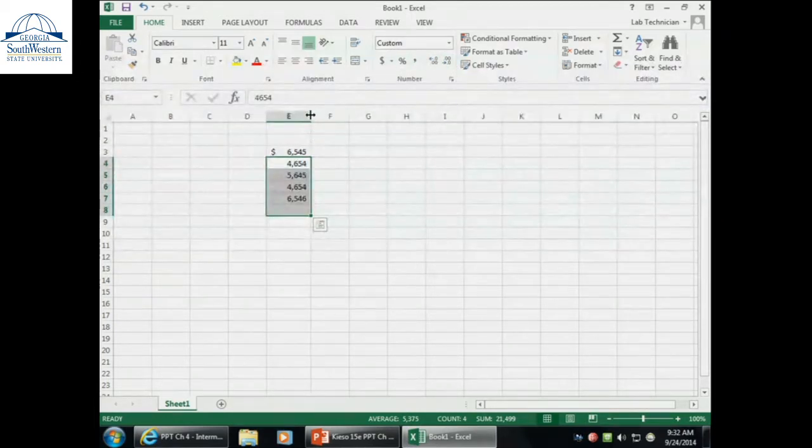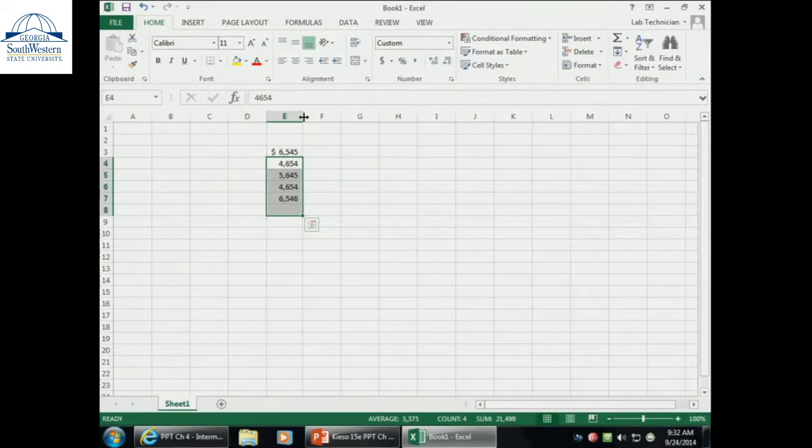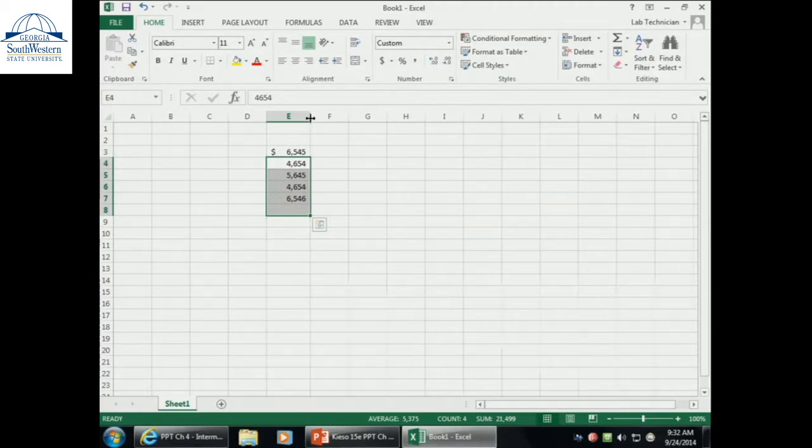Now, sometimes your column is too narrow. See what happened there? When I made the column more narrow, it gives you number signs. That just means that sometimes, like when you add decimal places or commas or something like that, it'll be too big for the column. So just expand the column.